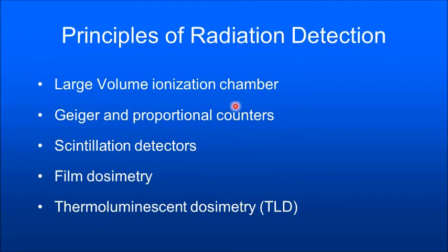One would use a large volume ionization chamber because in radiation protection, most of the time you will be measuring very low level radiation. To measure low level radiation, the volume of the ion chamber has to be increased so that it becomes more sensitive. So if you're using an ionization chamber, one would use a large volume ionization chamber. Alternatively, Geiger and proportional counters could be used. Scintillation detectors are also used in radiation protection. And film dosimetry and thermoluminescent dosimetry are used for personal monitoring in radiation protection.